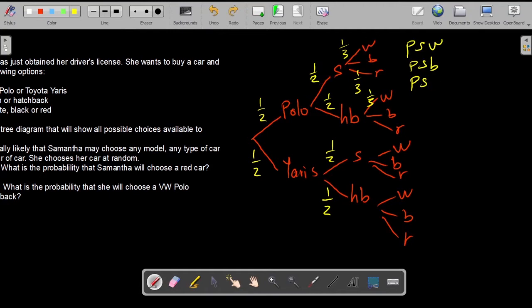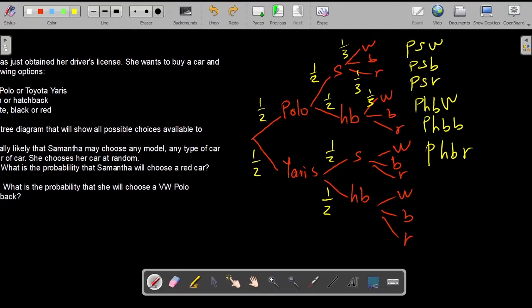Then after that you have PHBW, PHBB, PHBR. Then we're now done with everything that has to do with the Polo. So we expect to have 1, 2, 3, 4, 5, 6 options. And that would be 1, 2, 3, 4, 5, 6. So we have all of them.